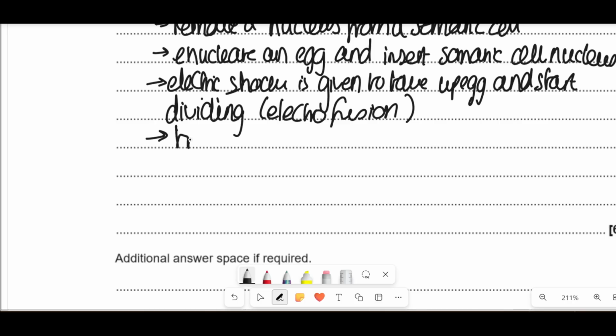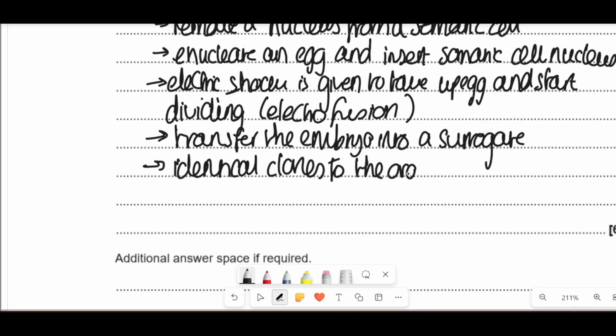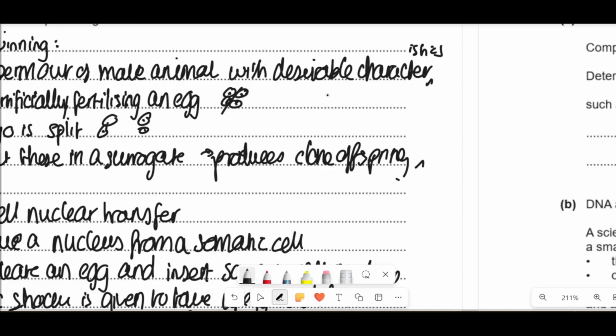Then again, we need to provide it with some way of growing. So you transfer the embryo into a surrogate, and that'll give you identical clones to the original somatic cell. Sorry, not the original surrogate, the original somatic cell. These clone offspring, I should have really said, are clones of each other.